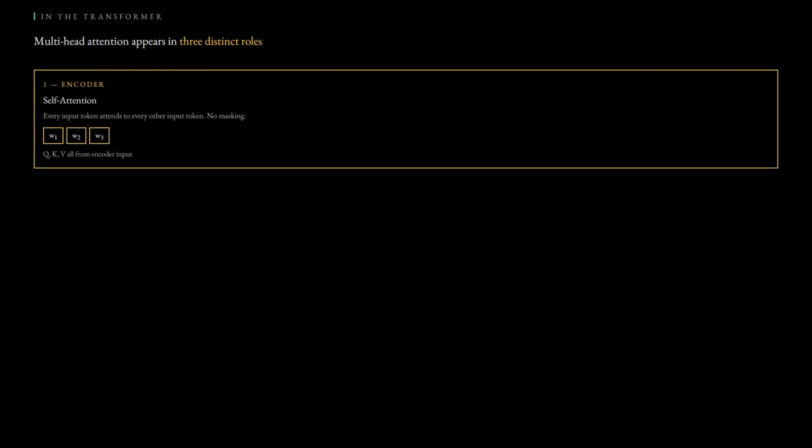The first use is in encoder self-attention. Every input token attends to every other input token with no restriction. The query, the key, and the value vectors all come from the same set of encoder input embeddings. Every position can see every other position in both directions, before and after in the sequence. By the time a token exits the encoder stack, its representation reflects the full bidirectional context of the input.